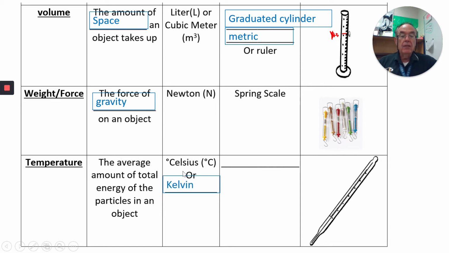Temperature is measured in either degrees Celsius, which is what most people use around the world, or degrees Kelvin. And we're going to talk more about degrees Kelvin later in the year. Degrees Kelvin would be used by people who measure very, very cold temperatures. We use a thermometer. It could be a thermometer like this. It has liquid in it. When it warms up, the liquid expands and goes up the tube. Or it could be a digital thermometer.